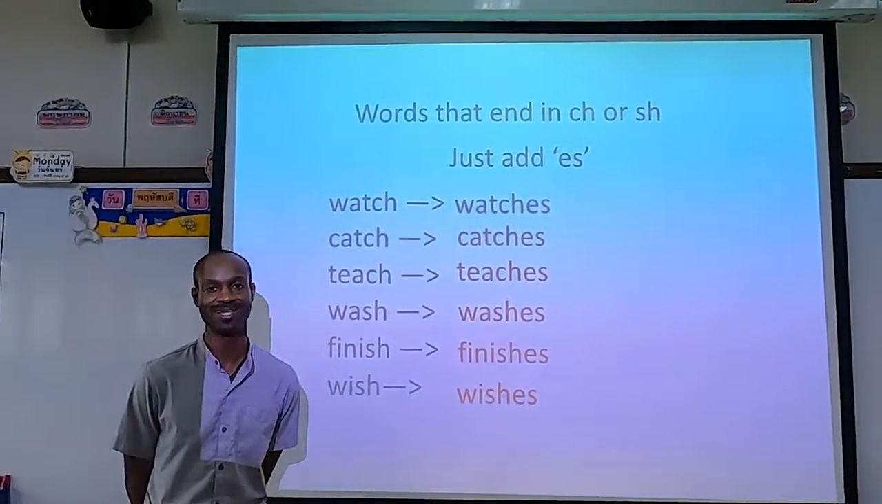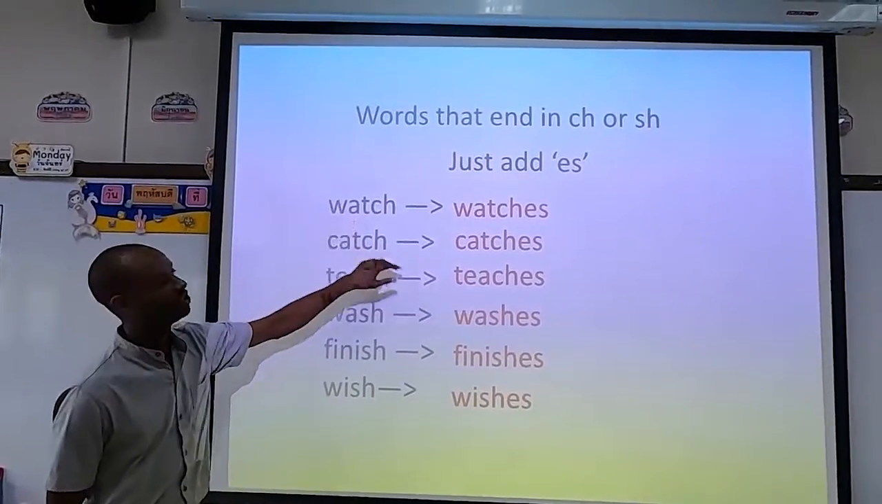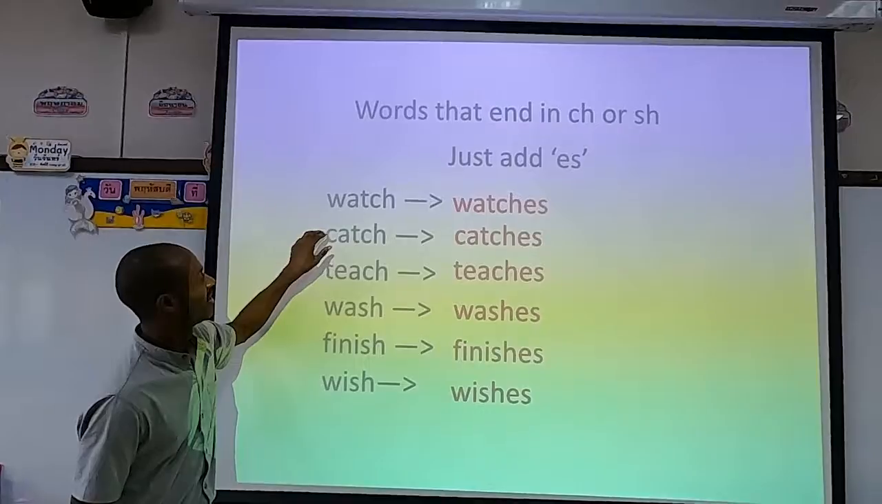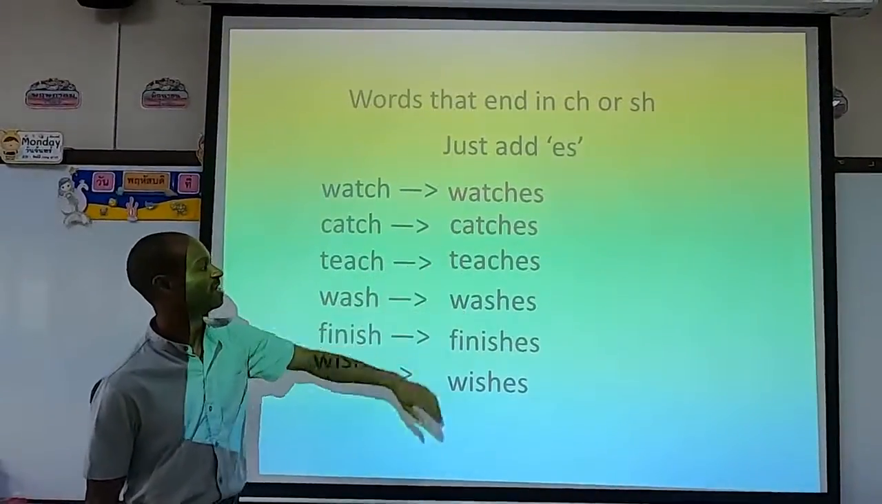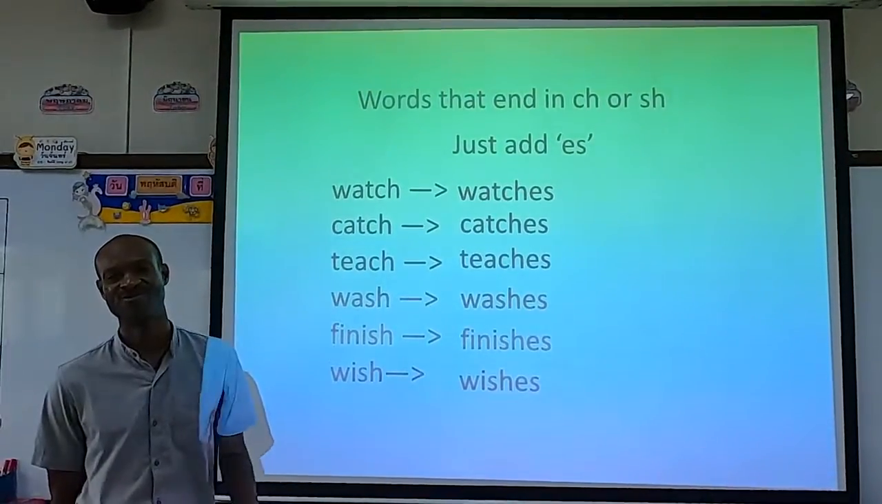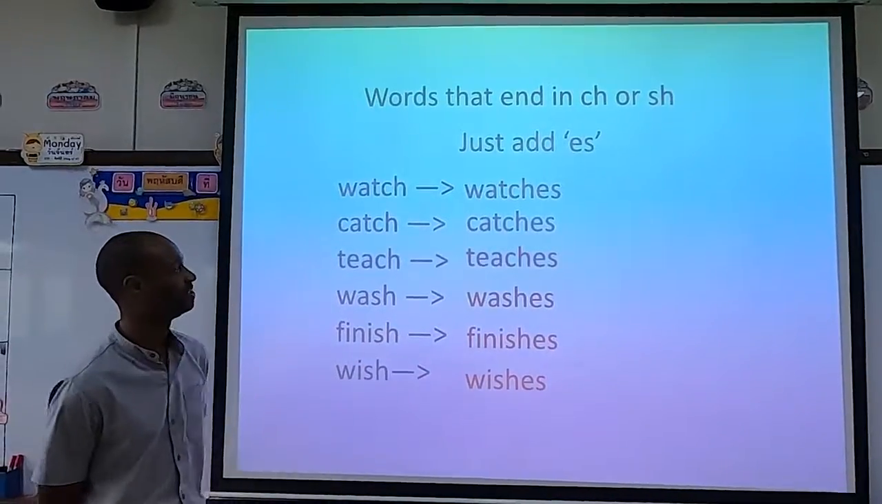So don't get confused when you make a sentence. I watch TV every day. She watches TV every day. I catch the ball every time. She catches the ball every time. We have to always try to think: always, usually, sometimes, never, right? You cannot say it for yesterday. This is always for something we usually do.